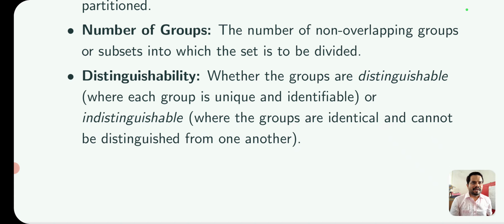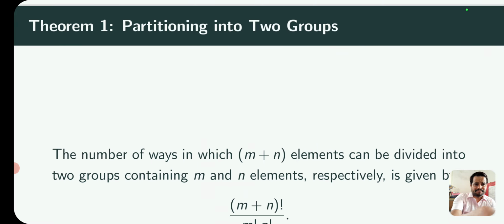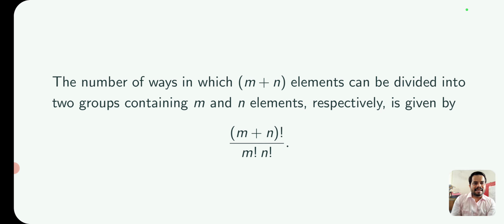Next, how can we find the number of ways in which elements can be divided into two groups? Let us see the number of ways in which m plus n elements can be divided into two groups containing m and n elements respectively, and it is given by (m plus n) factorial divided by m factorial into n factorial. This is the statement of the theorem that we have to prove here.